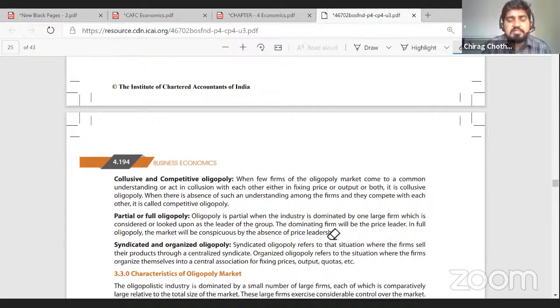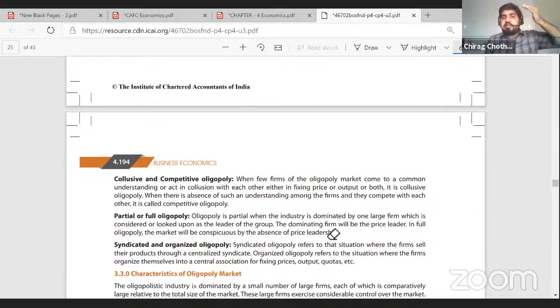Now, syndicated means all the sellers will come together and sell through a particular channel. So when they are selling through a particular channel, it is called as syndicated oligopoly. Organized oligopoly means all the sellers will come at a central association. They will create a particular central association where they will come together and sell, but they will not sell through a particular channel. They will not sell at a particular price only.